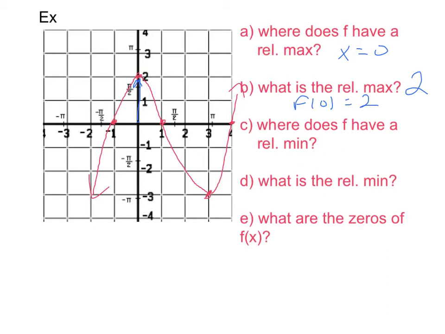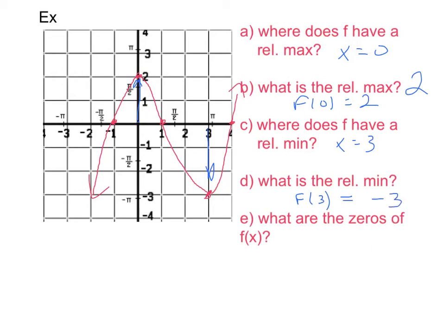Okay, where is there a relative minimum? Well, where is there a low point on the graph? There's a low point right over here when x equals 3. And what is the relative minimum? The relative minimum would be the value of f of 3, which turns out to be -3.